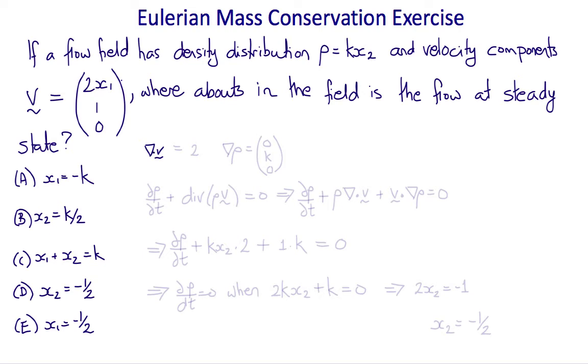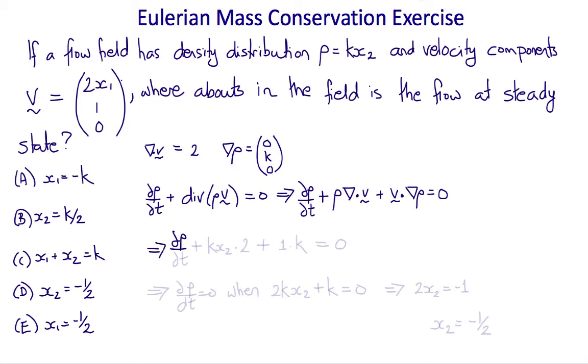So to solve this, we make use of the continuity equation, for which we'll need the divergence of the velocity, which is just 2. So that's ∂(2x1)/∂x1 plus 0 plus 0, and the gradient of rho, which will be (0, k, 0). Now, the continuity equation is ∂rho/∂t plus the divergence of rho times v is equal to 0. And expanding that, we get ∂rho/∂t plus rho times div v plus v dot grad rho is equal to 0.